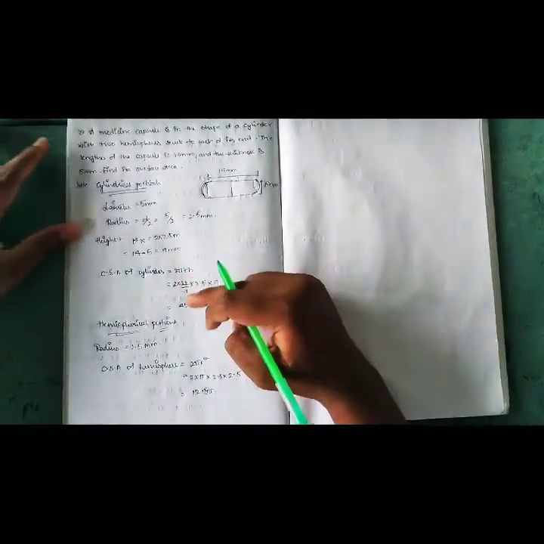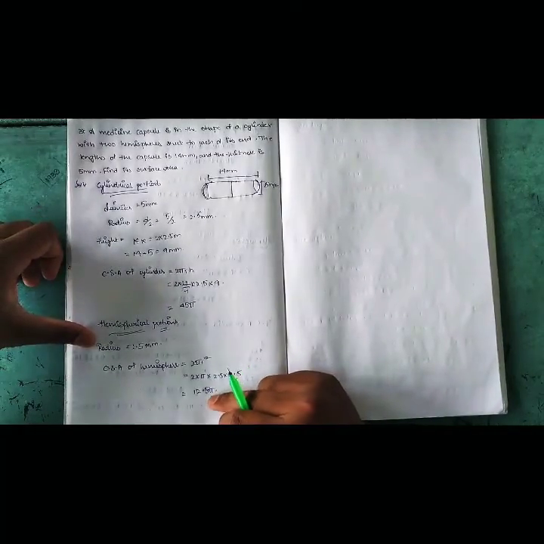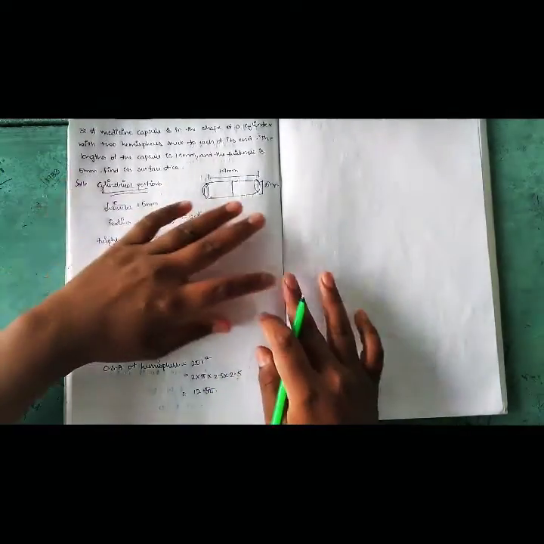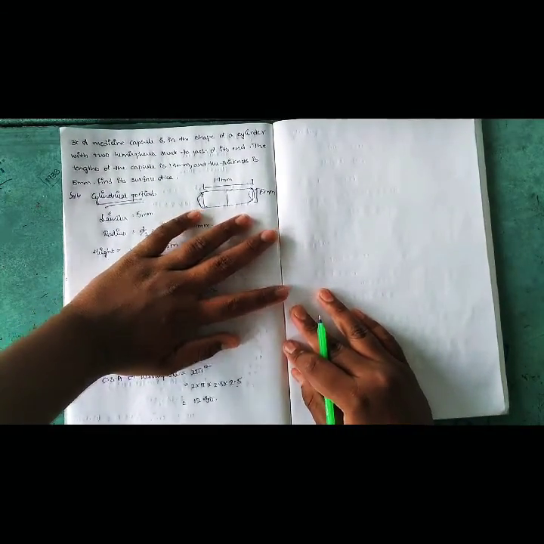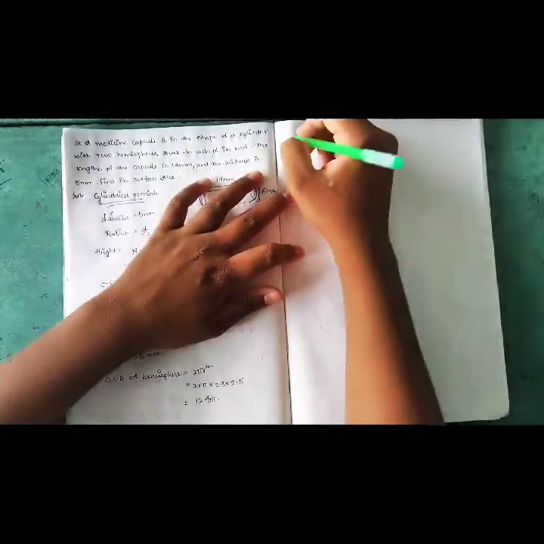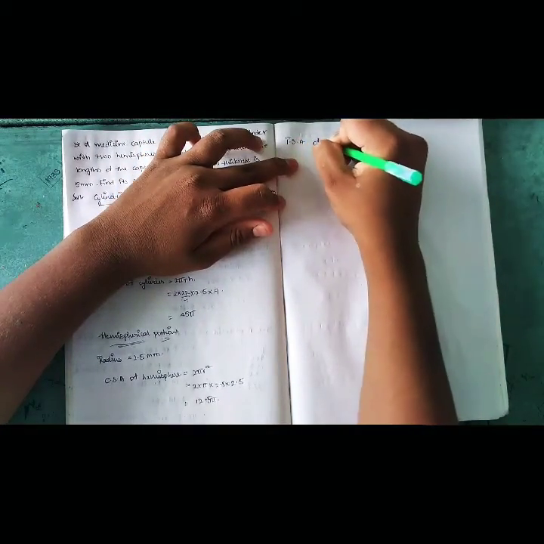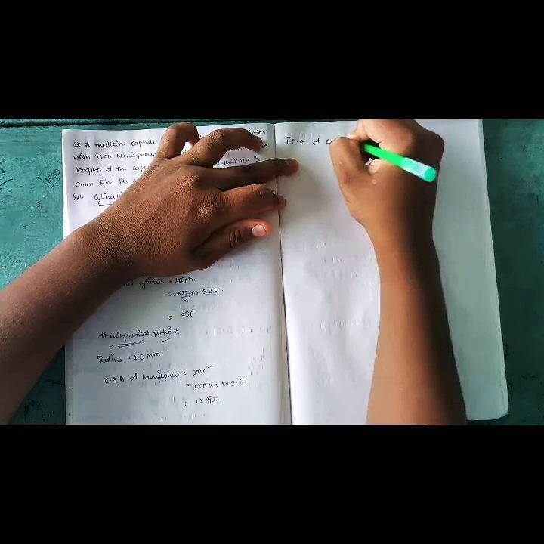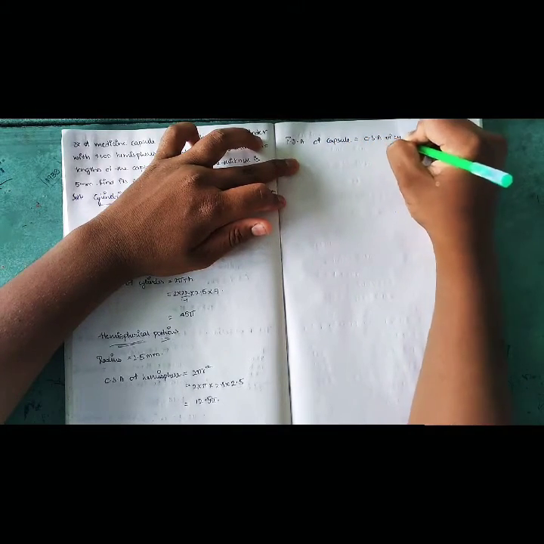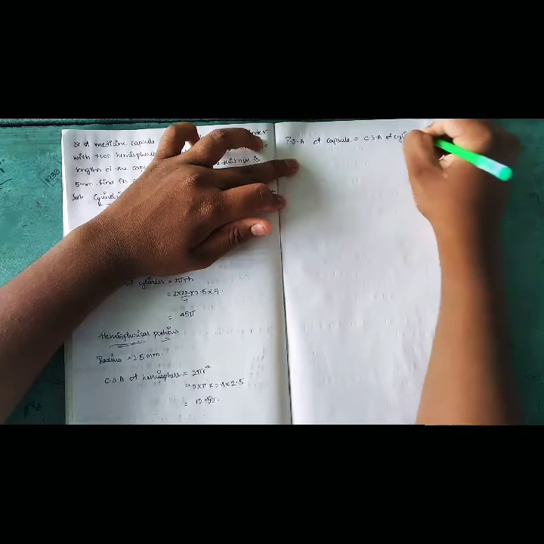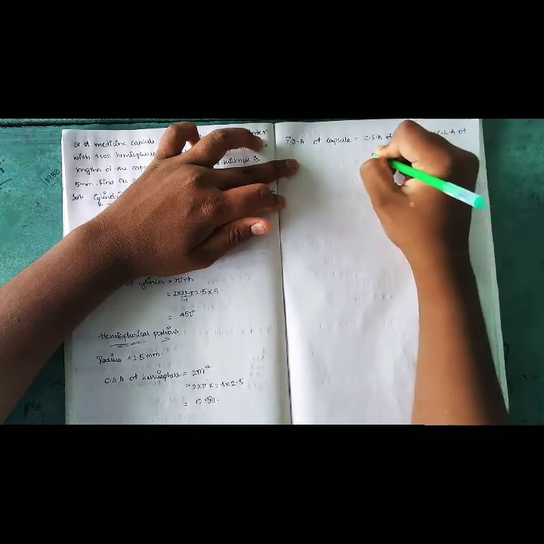So we have got the CSA of the cylindrical portion as 45 pi and of a hemispherical portion as 12.5 pi. Now if we add both, we'll get the total surface area of the capsule. Therefore, total surface area of capsule is equal to CSA of cylinder plus 2 into CSA of hemisphere.